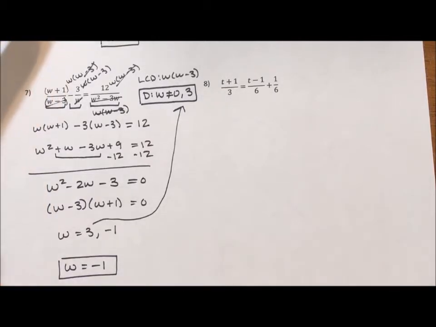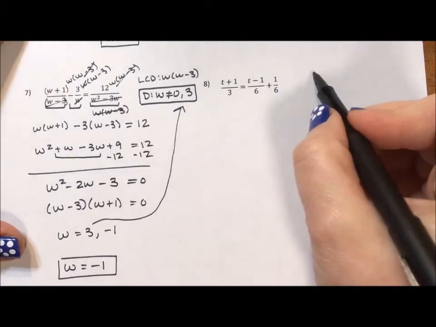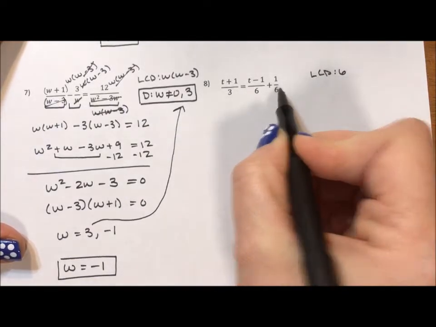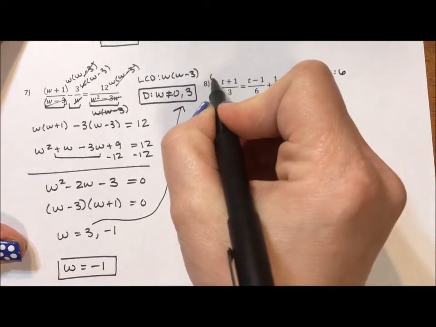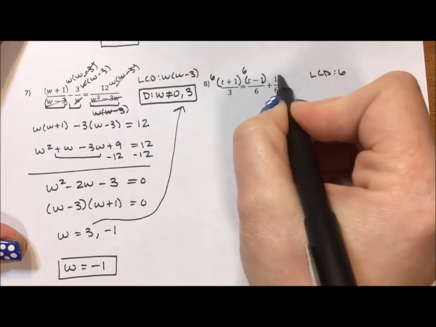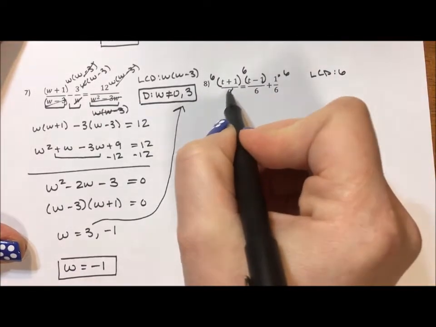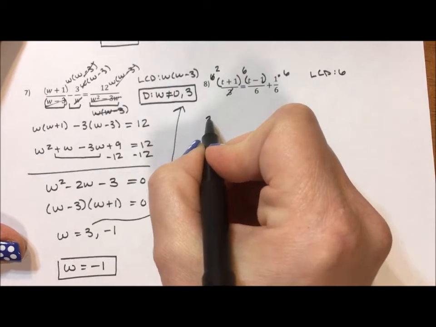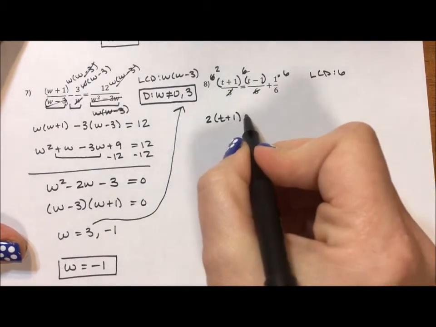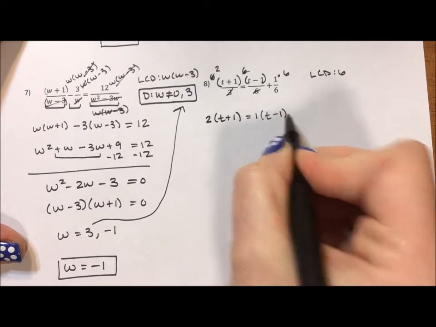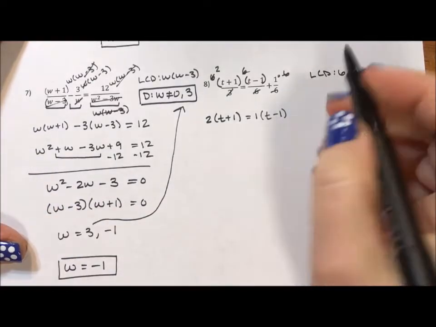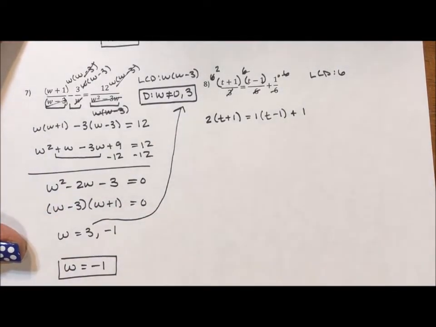Okay. For my second example, my least common denominator is 6, because if I multiply by 6, it'll clear all three denominators. I'm going to do the same thing. I'm going to take a 6 times t plus 1, a 6 times t minus 1, and a 6 times 1. In my first fraction, 3 goes into 6 twice, and I'm left with 2 times t plus 1. In my second fraction, the 6's completely cancel, and I'm left with 1 times t minus 1. Canceling means 1 because they divide out, and 6 divided by 6 is 1. Once again, 6 divided by 6 is 1, and I'm left with a plus 1.